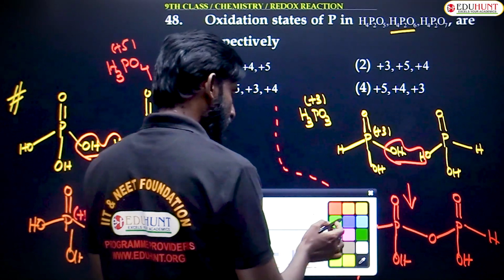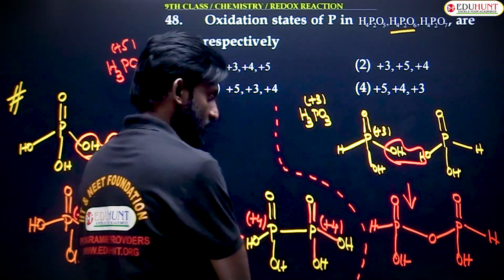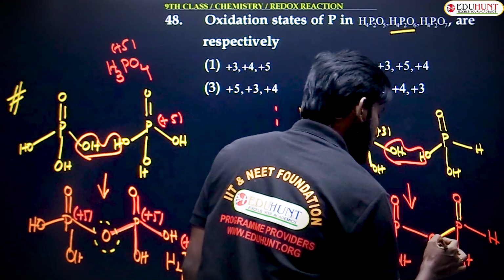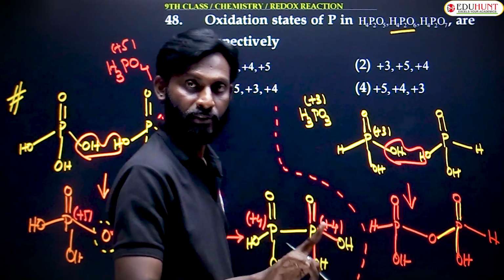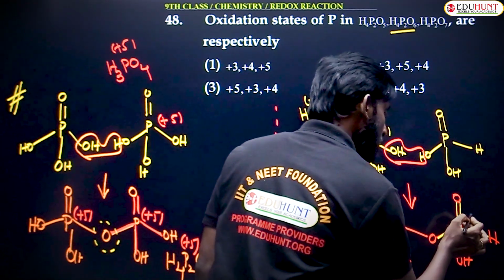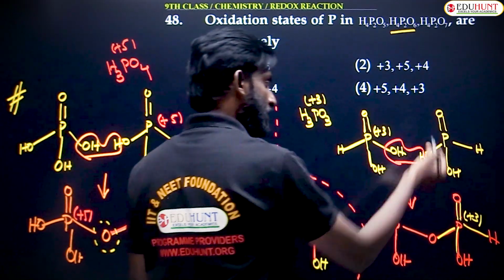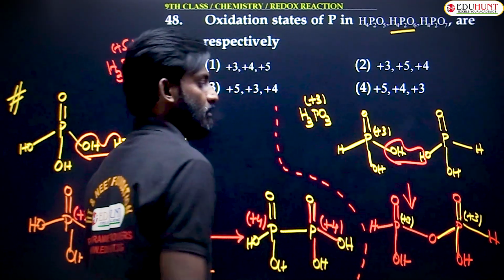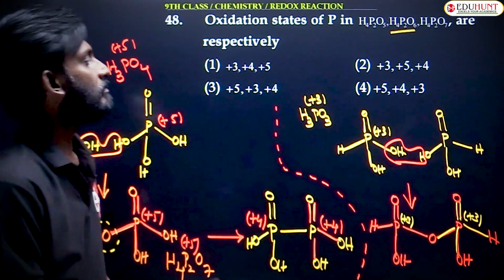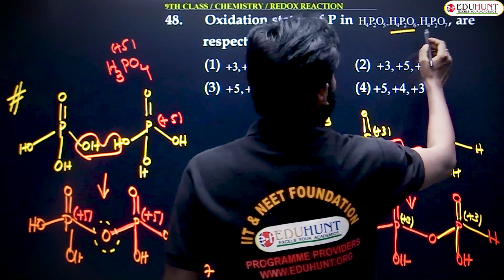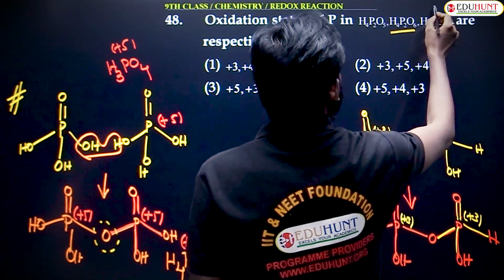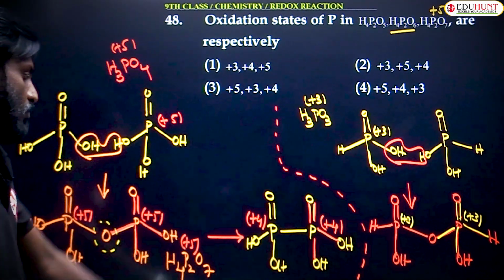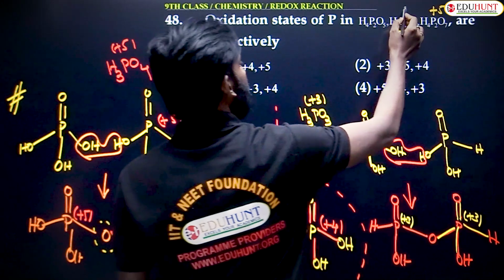Now the oxidation state of this central atom will be plus 1, plus 2, plus 3, plus 4, plus 4 minus 1, so plus 3. Same like that, plus 3, plus 3. So this also is plus 3. Okay, so the oxidation state of phosphorus in H4P2O5 is plus 5. H4P2O6, this one, plus 4.